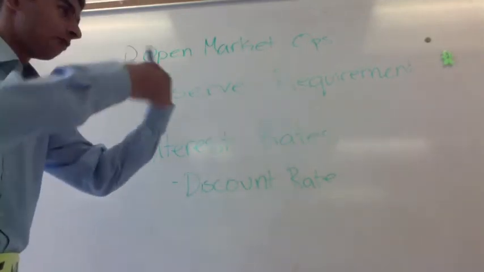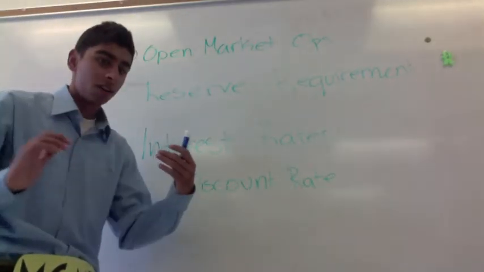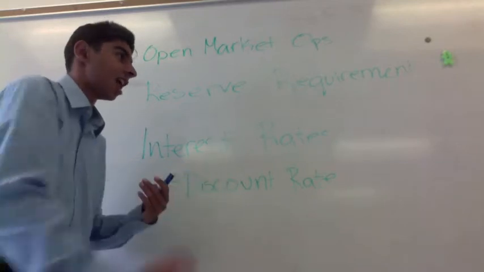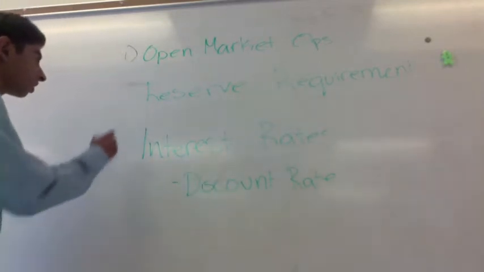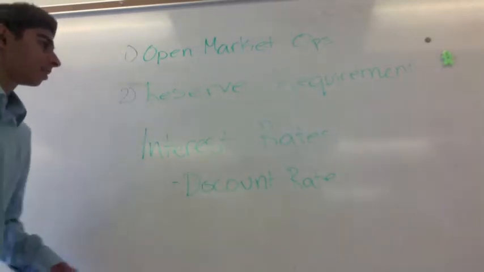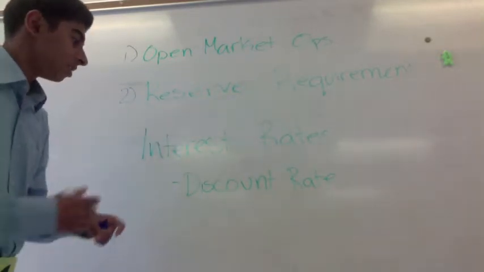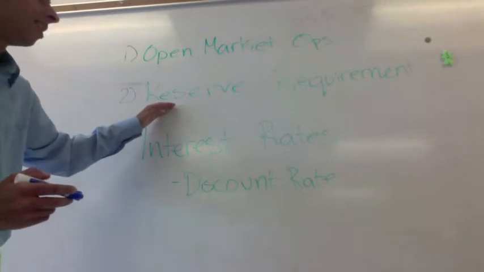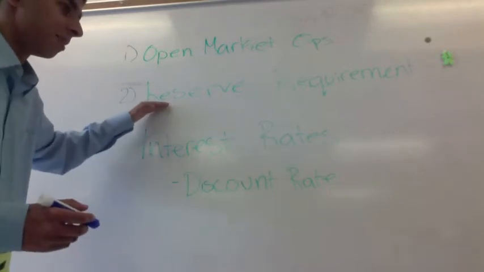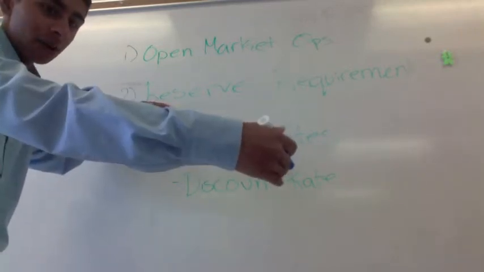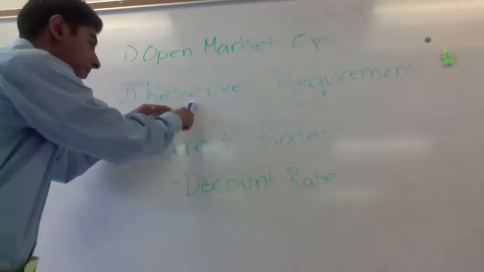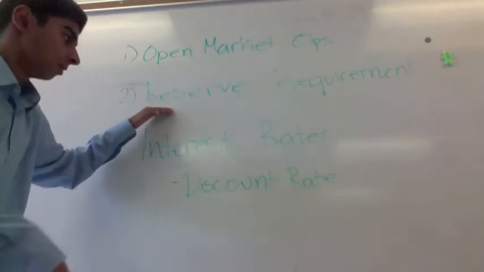Because you're thinking about the flow of money. When you're buying a bond, you're pushing the money into the economy. Over here, you have the reserve requirement. And that's how much money banks have to keep as reserves. And if this is very high, then that means banks have to keep a ton of money in them and they can't lend it out, which means that if this goes up, the money supply goes down.